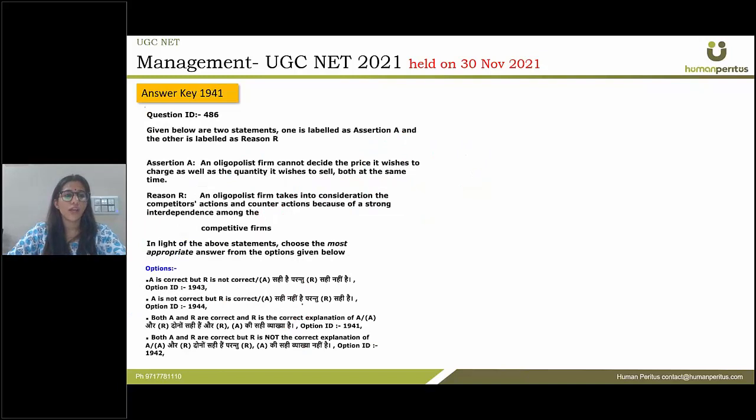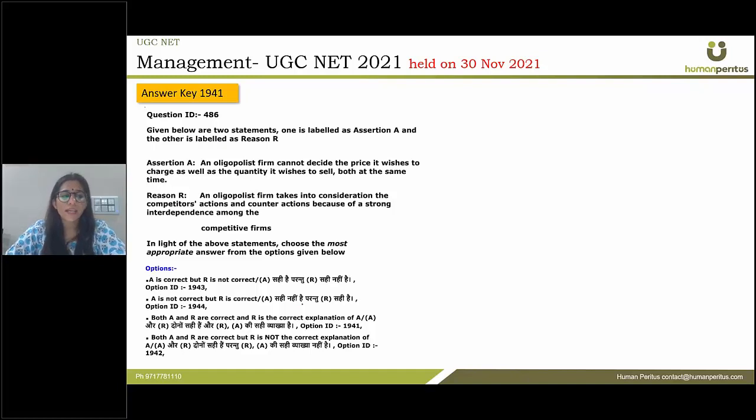Next question, 486. There are two statements given. One is assertion and the other is the reason. Let us read assertion first. Assertion: an oligopolistic firm cannot decide the price it wishes to charge as well as the quantity it wishes to sell both at the same time. Correct, it is true. The reason given is: an oligopolistic firm takes into consideration the competitors' actions and counter actions because of a strong interdependence among the competitive firms.